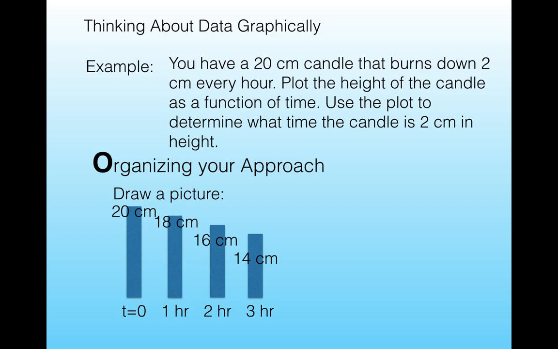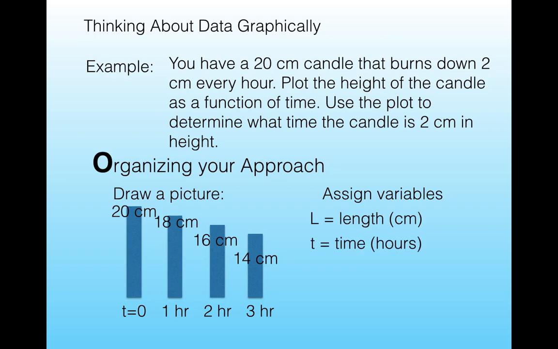We can also pull out information and make it more of a shorthand, quantitative way of saying things. We can assign our variables. Let's assign the letter L to be the length in centimeters, the lowercase letter t to be the time in hours, and m will be the rate of candle loss in centimeters per hour. L is going to be the dependent variable, so it should be on the y-axis. X should be the independent variable, so it should be on the x-axis. And this rate of candle loss is actually going to be the slope of our plot.